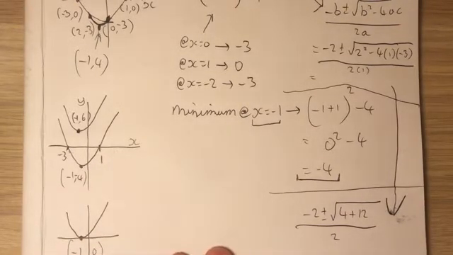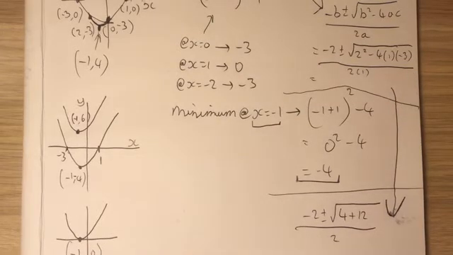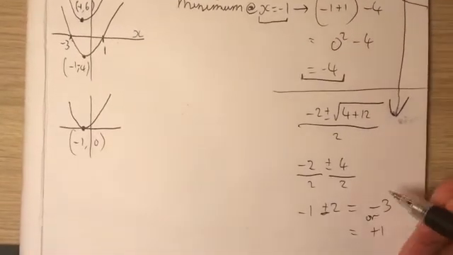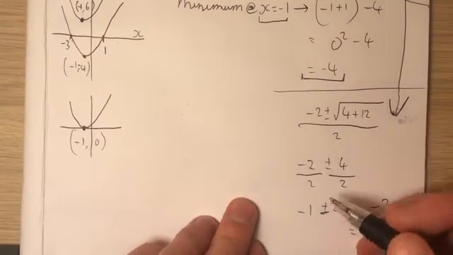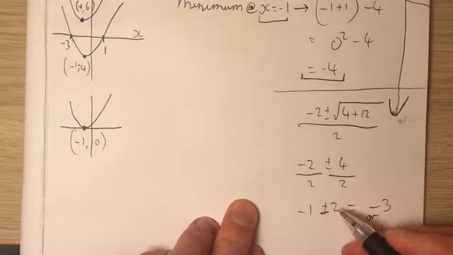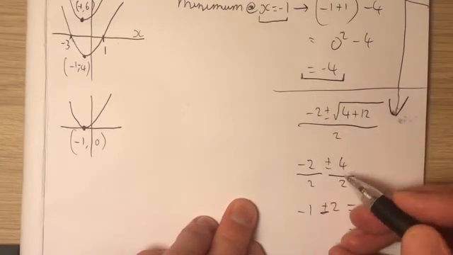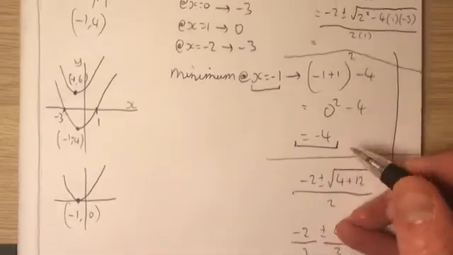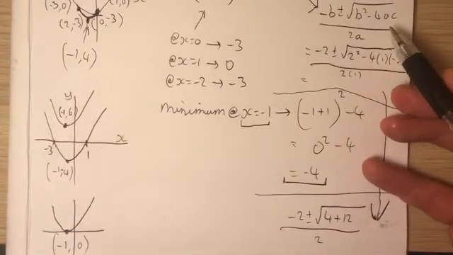But look at what happened. Why do I have two possible different solutions here? Well, it's because I had plus or minus 2. It's because I had plus or minus 4 over 2. It's because I had plus or minus the square root of b squared minus 4ac, right?